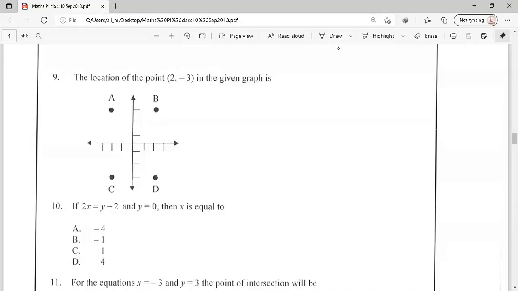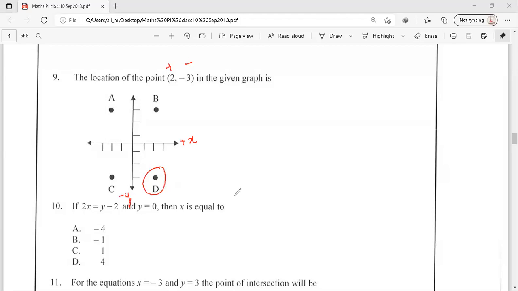Then we have question number 9. The location of this point (2, -3). So the abscissa is positive and the ordinate is negative. So the value of x is positive and y is negative. So we know that this point would lie in the fourth quadrant of the rectangular coordinate system. So option D will be the right answer.